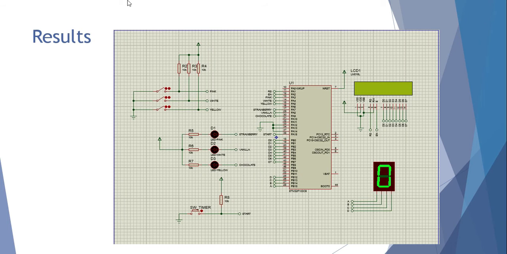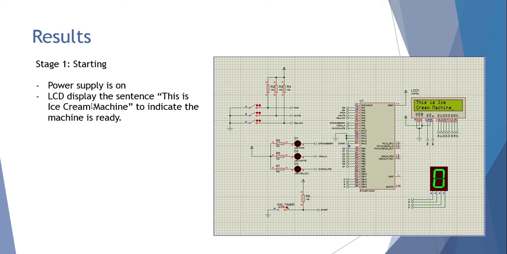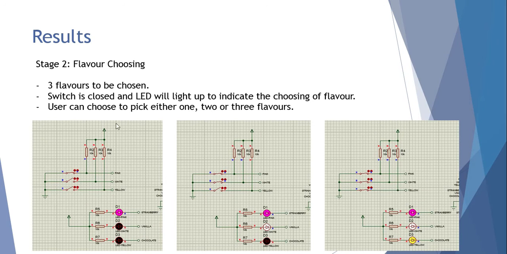Next, this is the connection that I had done in Proteus, and the results. The first stage is starting, where the power supply is on, and the LCD will display the sentence "This is ice cream machine" to indicate the machine is ready. The next stage is flavor choosing. There are 3 flavors to be chosen, and when the switch is closed, the LED will light up to indicate the choosing of flavor. As you can see, the first switch is closed and the first LED is lit up.